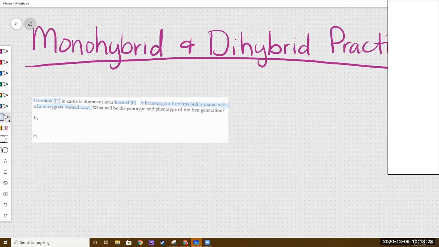Okay, so what I highlighted, please write down. So here it says we have a hornless, big H, in cattle, no horns, is dominant over horned. You know, having those little horns or the bigger horns. A homozygous hornless bull is mated with a homozygous horned cow. What will be the genotype and phenotype for the first generation?